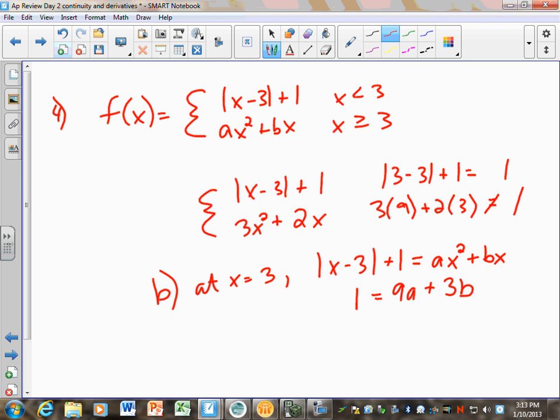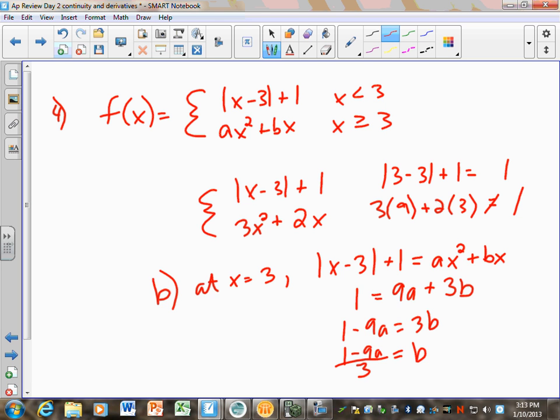You could solve for A or B. I think the answer book for this one actually solves for B, and they say, well, that would be 1 minus 9a equals 3b, or b equals (1 minus 9a) over 3. As long as you have some version of that, knowing that you can set them equal to each other. To be continuous, they have to meet up at that point, and so that's how you can set that up.